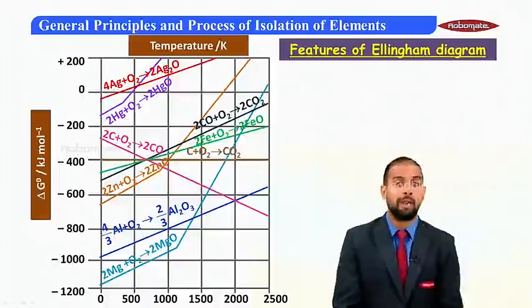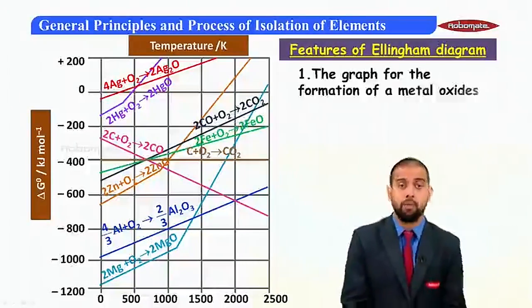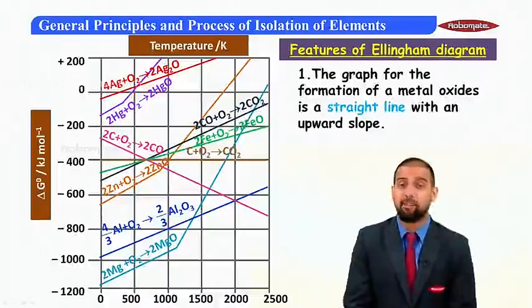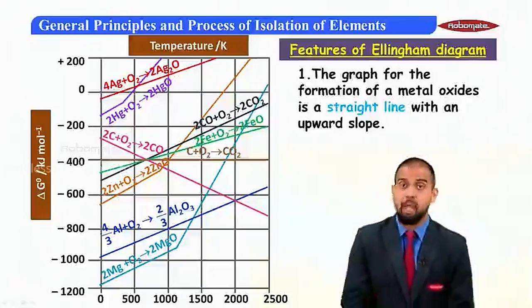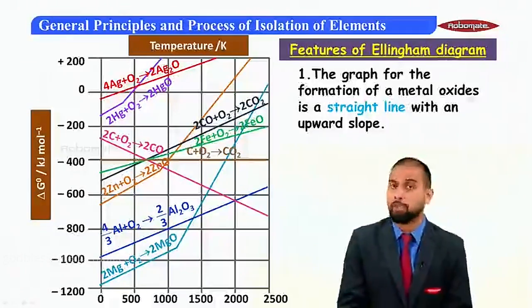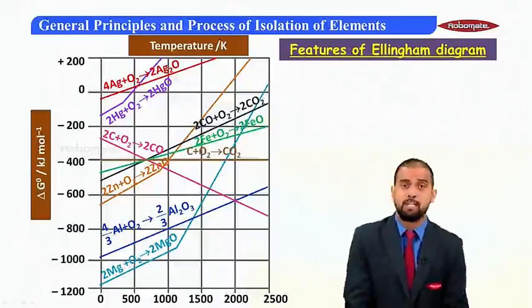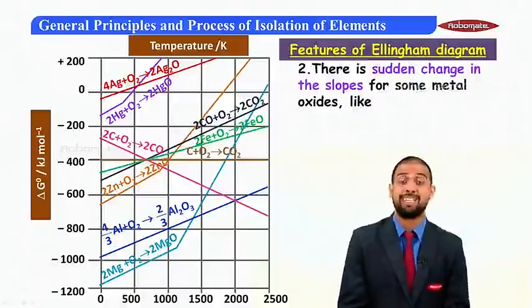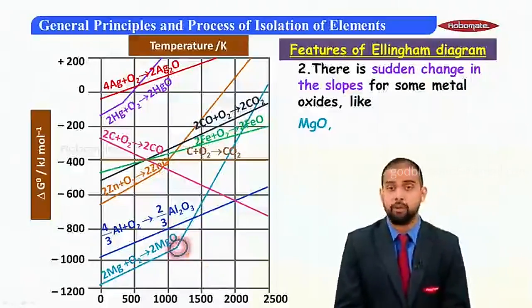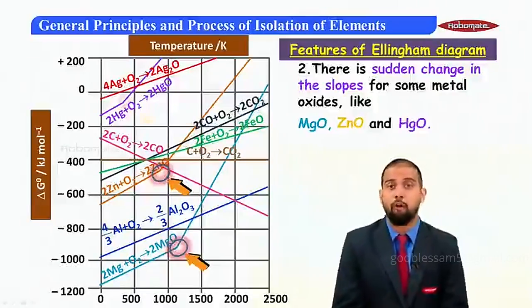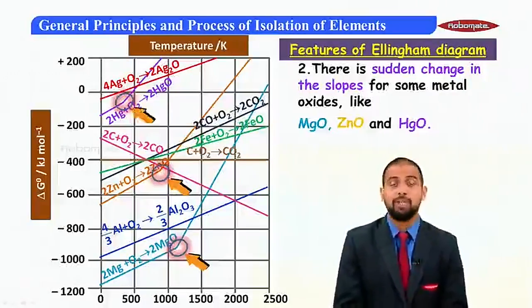So we need to memorize the features. Talking about the very first one, the graph for the formation of a metal oxide is a straight line with an upward slope, as you can see. And obviously for carbon monoxide it's coming down, but that's not a metal oxide, that's a non-metal oxide. So that's the first one. The second point is, there is a sudden change in the slopes of certain metal oxides, like, take a nice look at the graph over here, magnesium oxide, and zinc oxide, and also mercury oxide, which is over here. Well, that is the second feature.